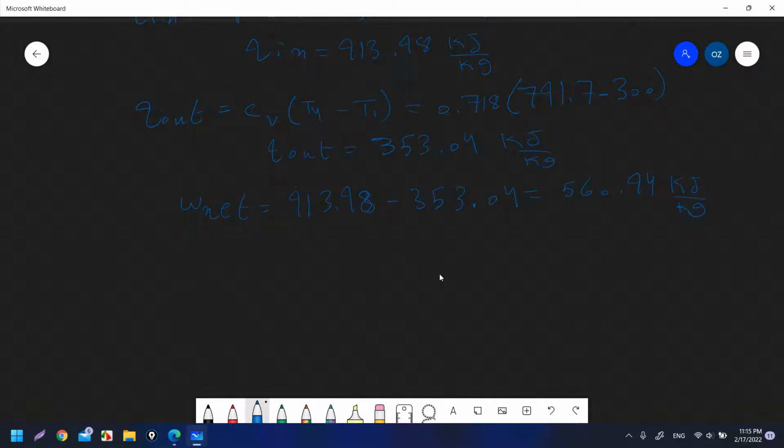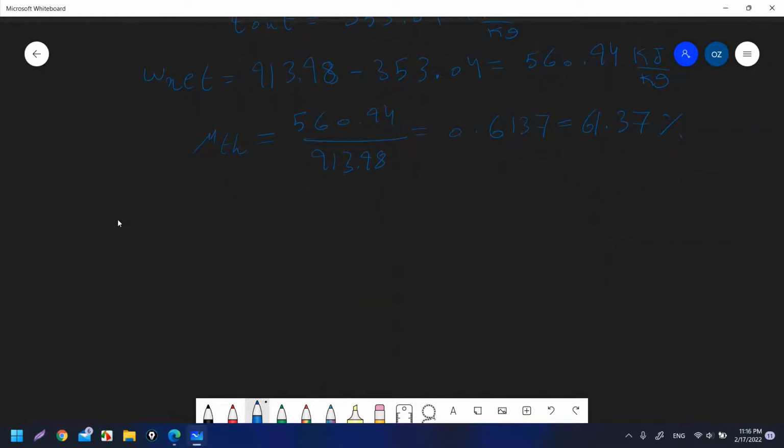So for the thermal efficiency, Wnet over Qn, Wnet is 560.94 over Qn 913.98, and this will give you that the thermal efficiency is 0.6137, and it is predicted that it will be higher than the variable specific heat because it is not accurate like the variable specific heat assumption. Okay, so that is 61.37%.